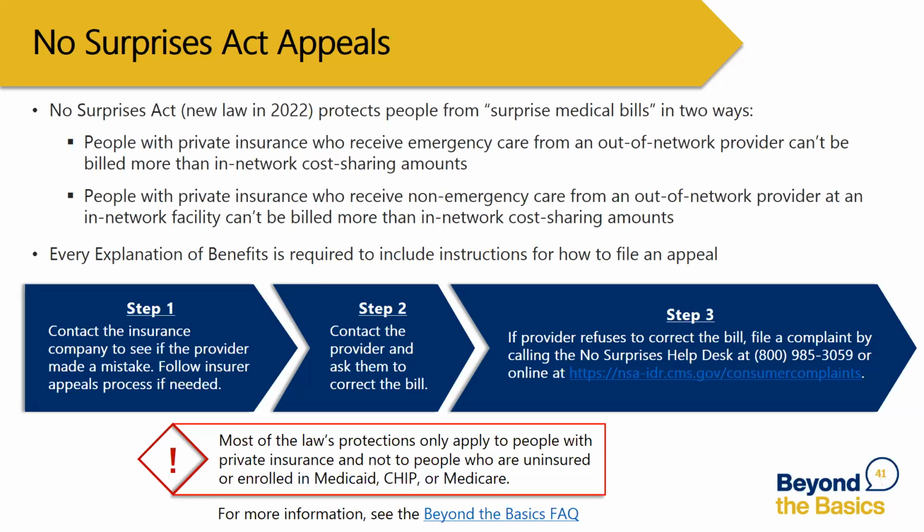It's important that the explanation of benefits, which is often sent to consumers after receiving care, must include instructions for how to file an appeal. So again, the first step, and we talked about this earlier when we were going through issues that can be appealed to the insurer, is to contact the insurance company to see if someone made a mistake. And if you're not happy with the initial help, you can file an appeal with your insurer. You can also contact the provider and ask them to correct the bill. Finally, if the insurer can't help and the provider refuses to correct the bill, individuals can file a complaint by calling the No Surprises Help Desk.